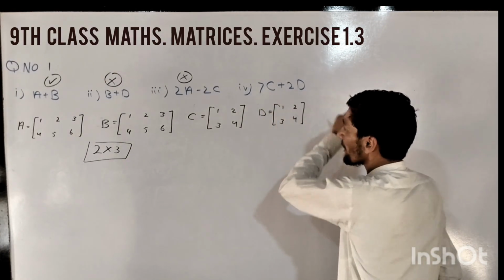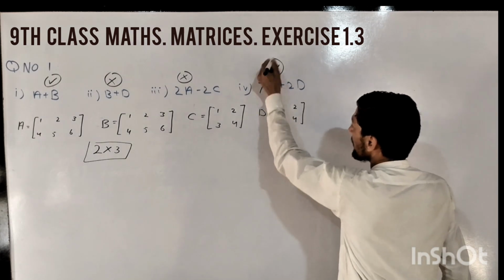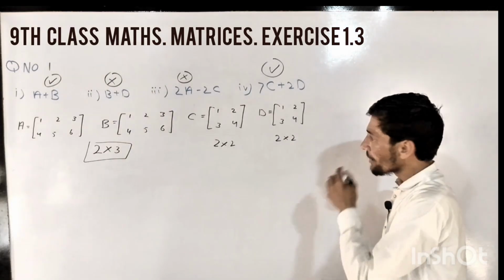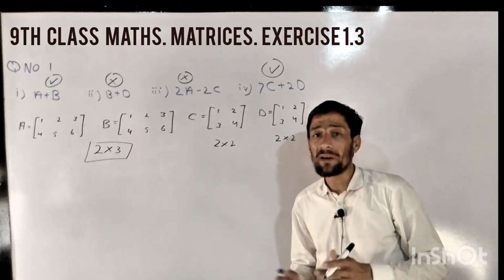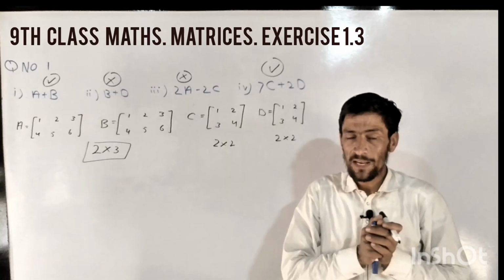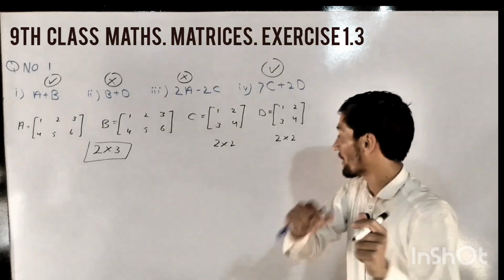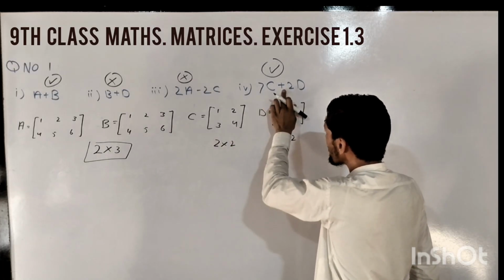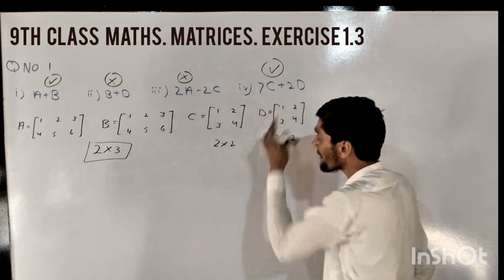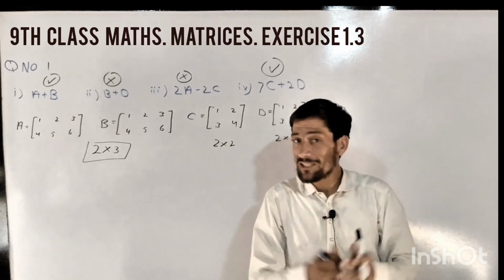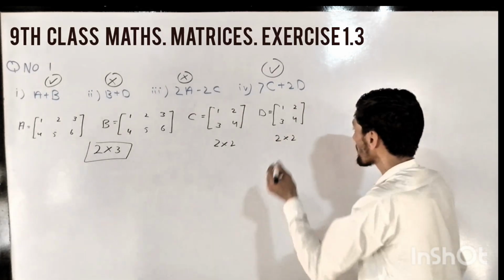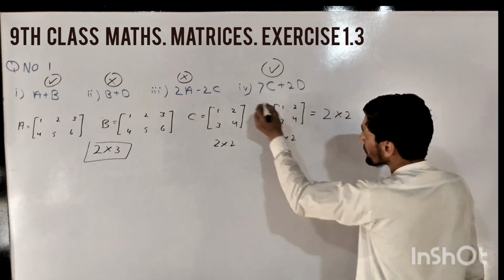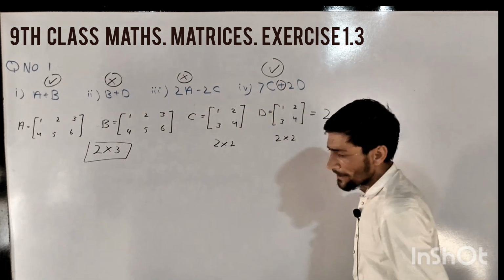7C plus 2D. It is defined because this is 2 by 2 and this is 2 by 2. Both C and D matrices have the same dimension and we can add them. Multiply 7 with matrix C and 2 with matrix D, and then add, and you will get the resulting matrix. And the dimension of the matrix, remember, will be 2 by 2 because dimension will not change in addition.